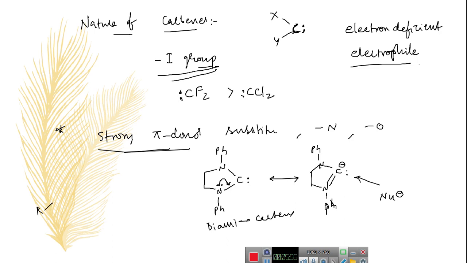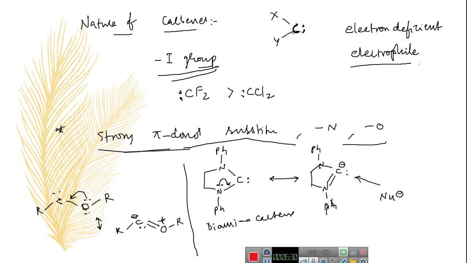You can take another example, a carbene which has a donor atom, oxygen, adjacent to it. The delocalization of these electrons, that means donation to the vacant orbital of the carbon, makes this carbon more nucleophilic. So the nature of carbenes differs depending on the substituents present on this carbon.